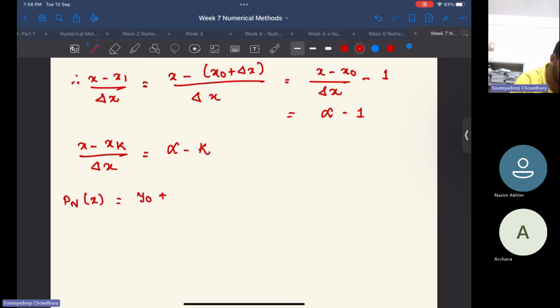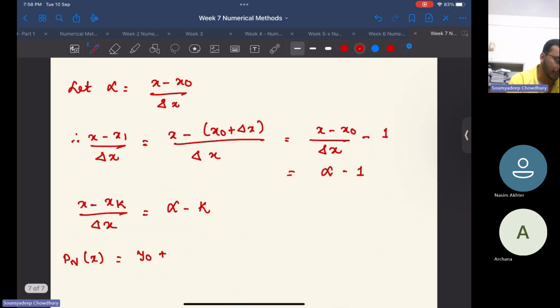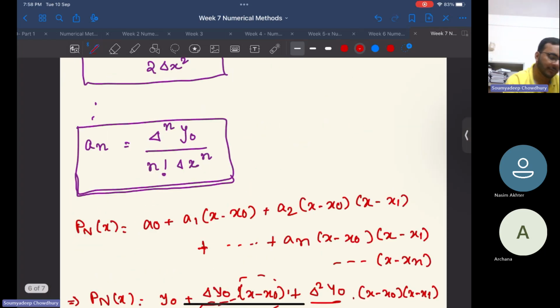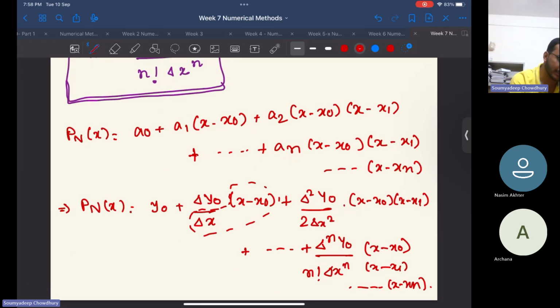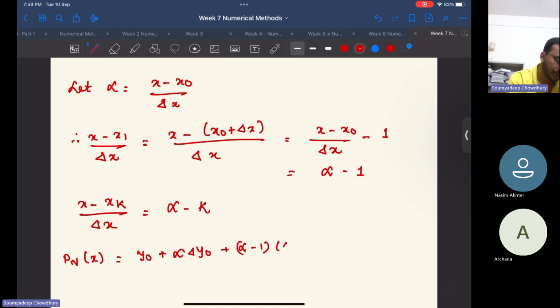So it was y0 plus, what is the first term? The first term is Δy0/Δx into (x minus x0). So directly (x minus x0)/Δx will be represented by alpha, so it will be alpha Δy0. Next you have (x minus x0)/Δx, and here a square is there, so we divide by Δx here and Δx here. So (x minus x0)/Δx is alpha and (x minus x1)/Δx is alpha minus 1, right? So you have alpha into alpha minus 1, and the next one is 1 by 2 into Δ²y0.